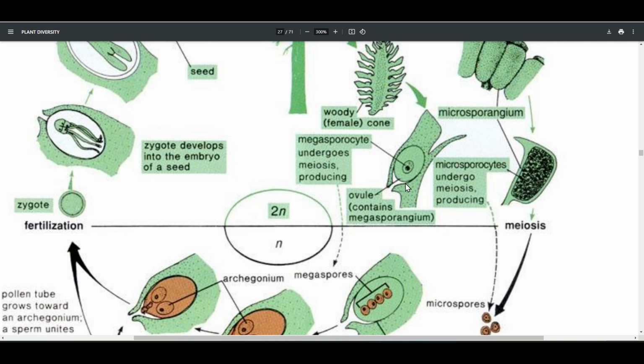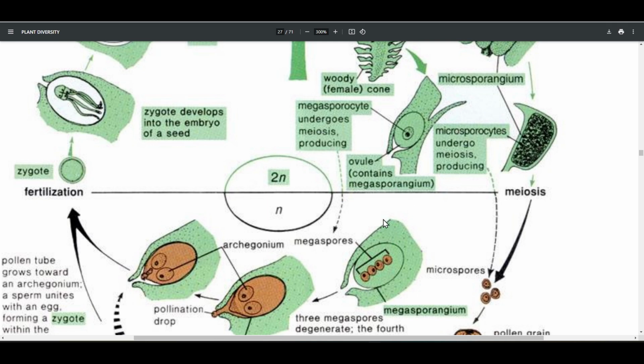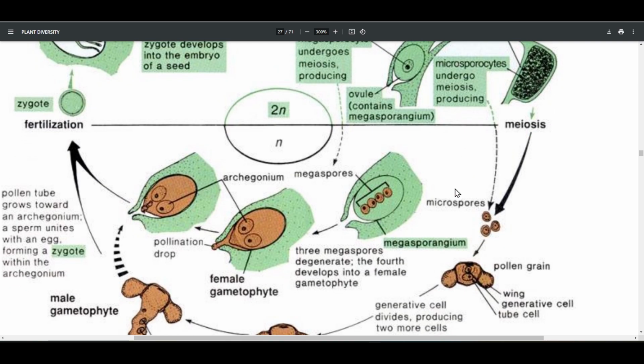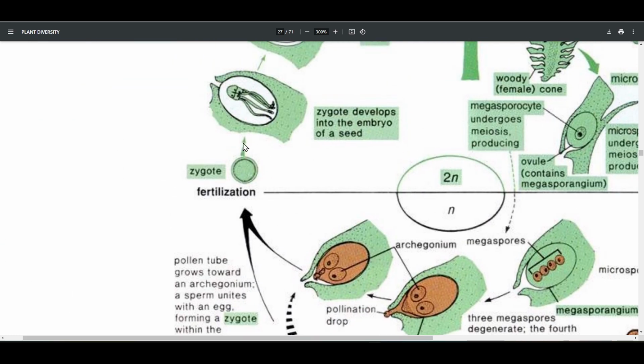For the female, the megasporocyte undergoes meiosis, producing megaspores. This is the ovule, which will house the megasporangium, and the megasporangium houses the megasporocyte. It's a bit confusing now. There's a lot of mega whatevers. So only one would survive and become the female gametophyte, which produces 2 or 3 archegonia with the egg, and then that is ready for fusing, and they fuse to form a new zygote.